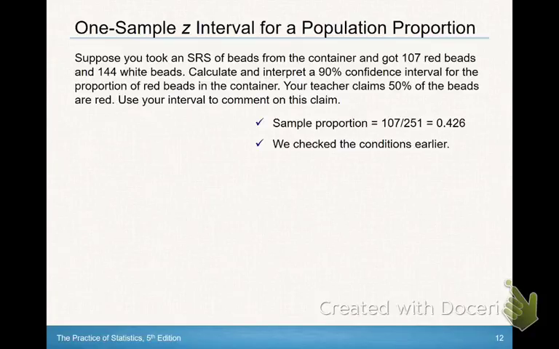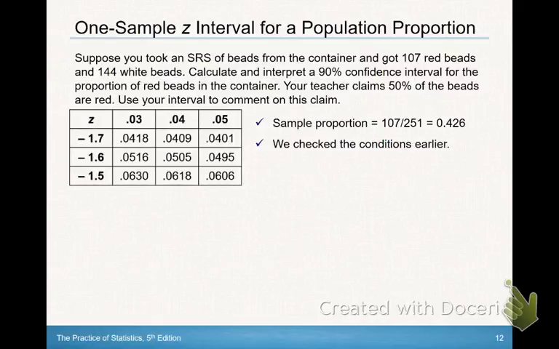So our sample proportion was 107 out of 251, which was 0.426. We checked the conditions earlier in this chapter. Now because we want a 90% confidence interval, that leaves us 10% left. So we want each side of the normal curve to have 5%. So we're looking for 0.05. And if you look at our table in the back, you can see that Z is going to be between negative 1.64 and negative 1.65. So we're going to use a 90% confidence level, a critical value of 1.645.